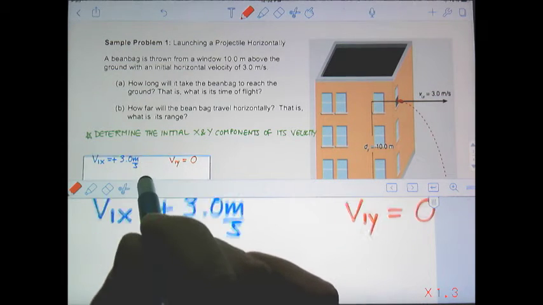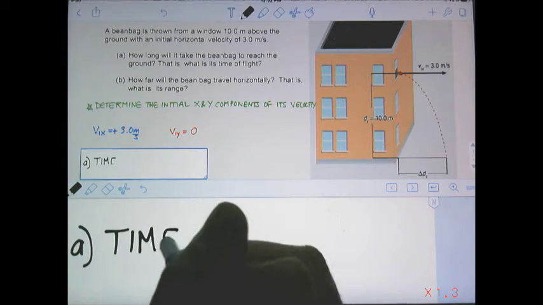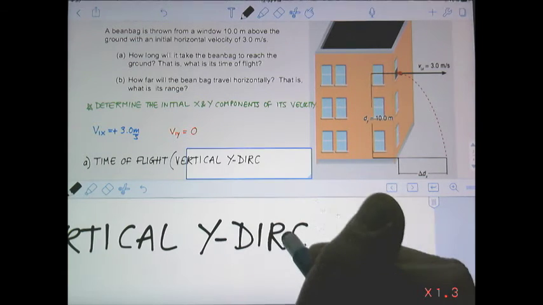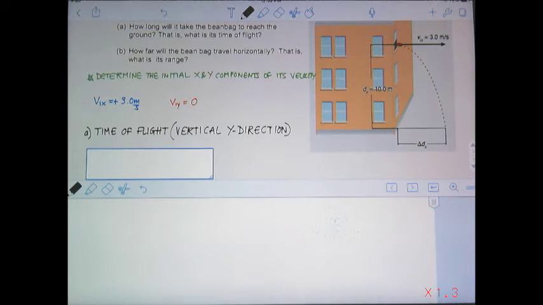Now let's attempt to answer the question. Part A: determine the time of flight. When an object is falling from a height above the ground, the time it spends in the air depends on one single factor: gravity. Gravity causes it to fall, and gravity always acts in the vertical direction. So when you're thinking of time of flight, you always have to think of the vertical direction, or the y direction.